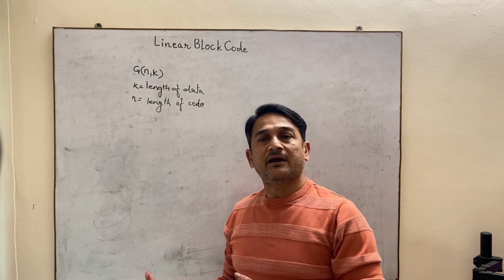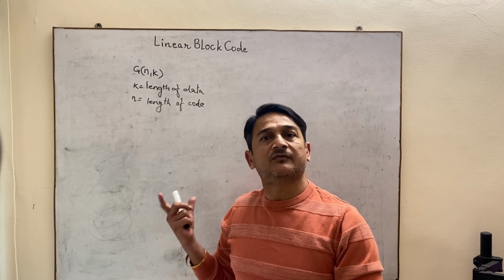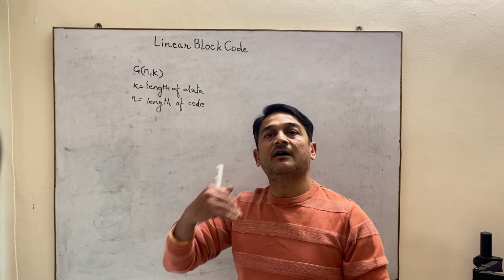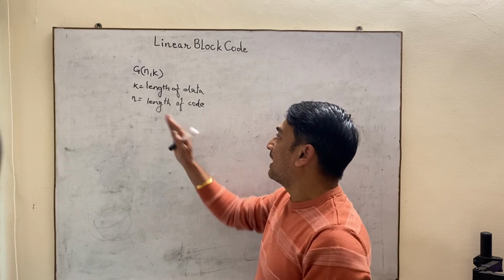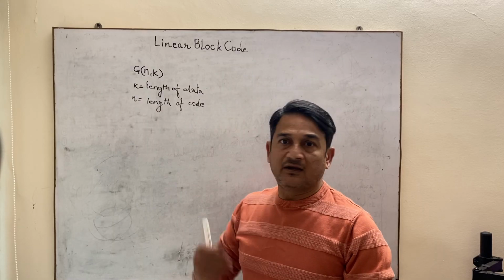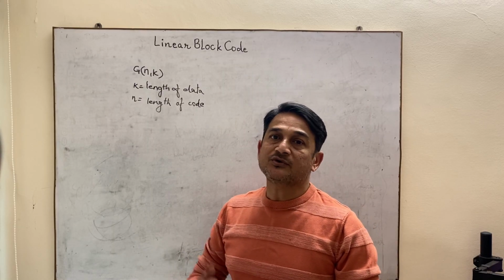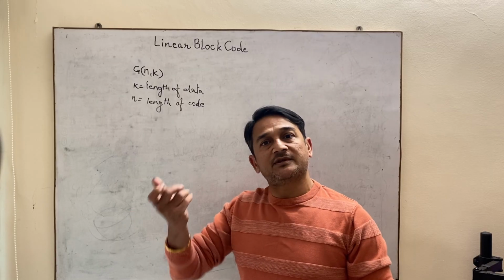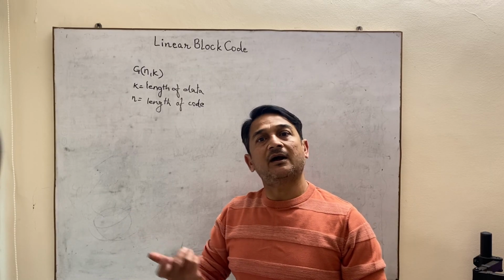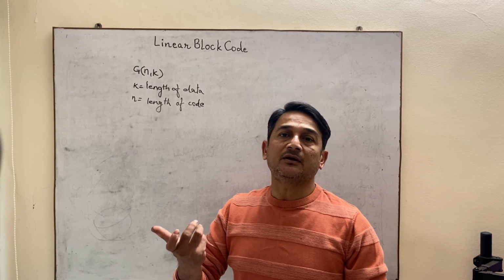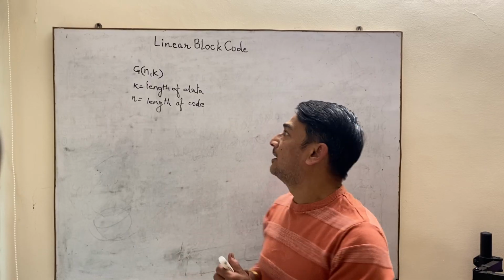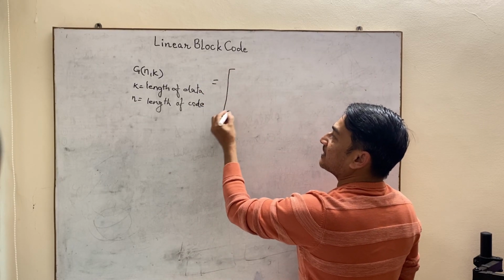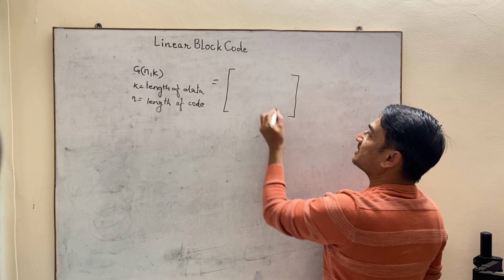All the 8 possible combinations will be considered as your data, and then we have to convert this data into its corresponding code, and the code length will be n. It will also be given to you. Suppose you are given (6,3). That means you have 3-bit data and you have to generate a 6-bit code. Okay, so this G will be a matrix structure, and this matrix structure is something like this.